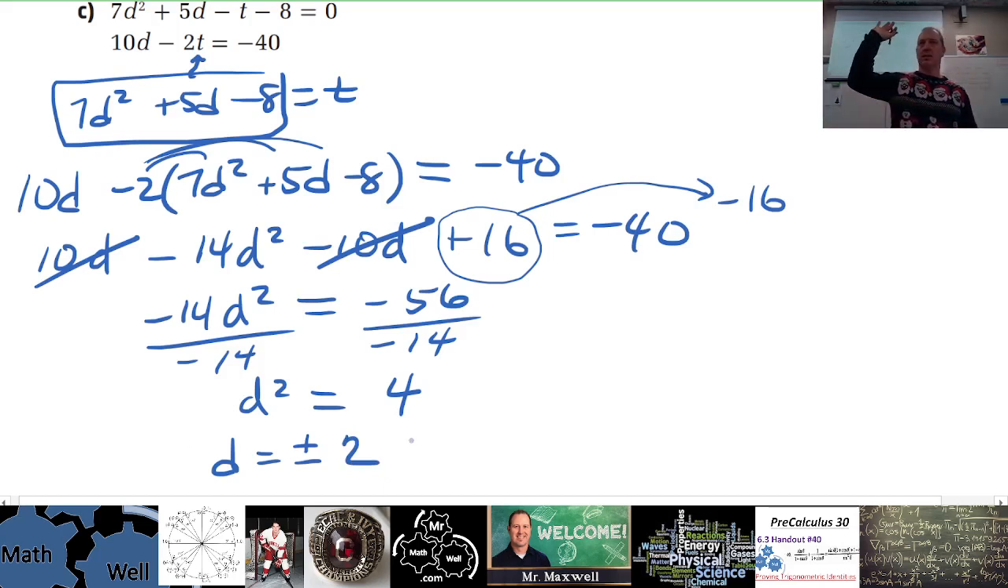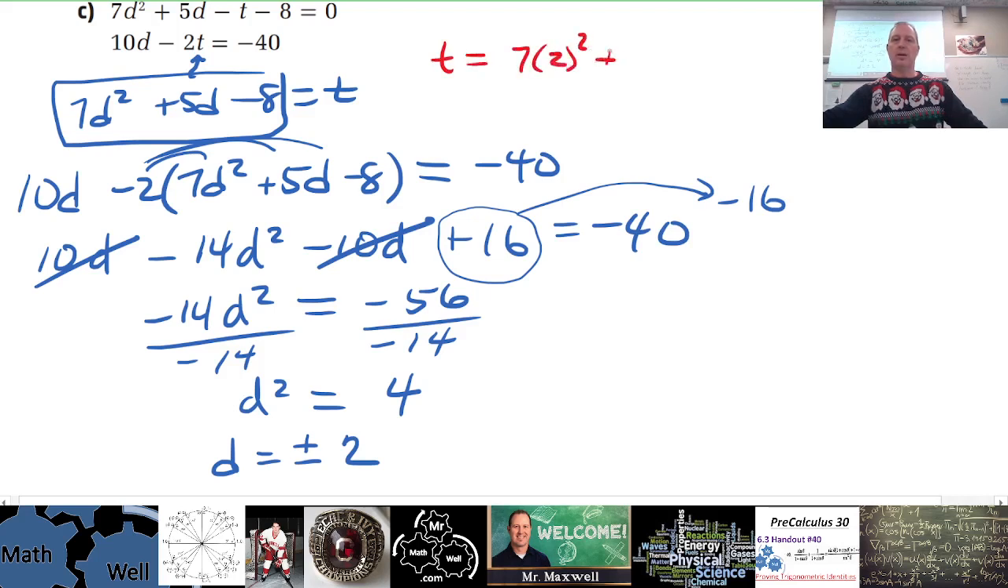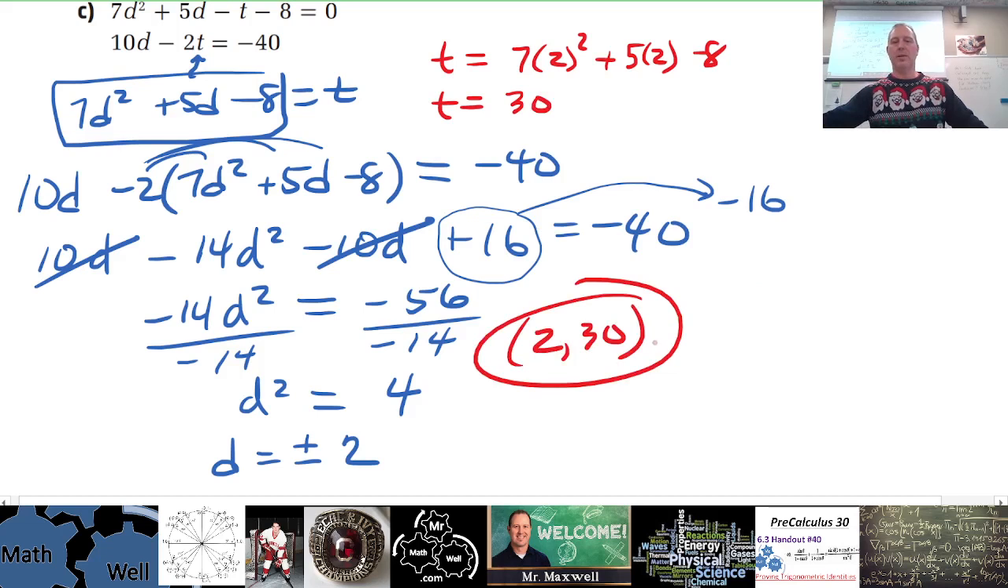Anybody get that? Okay, some of you did? All right. So 2 options for d. I should find out what the t is for each option. So if d is +2, then t would be equal to 7 times +2 squared plus 5 times +2 minus 8. So with the +2, t is 7 times 4 is 28, plus 10 is 38, minus 8 is 30. So it looks like we have +2, 30 as one of our solutions, and we'll check that a little bit later. And then if it's -2, let me just adjust this, -2 in there, -2 in there.